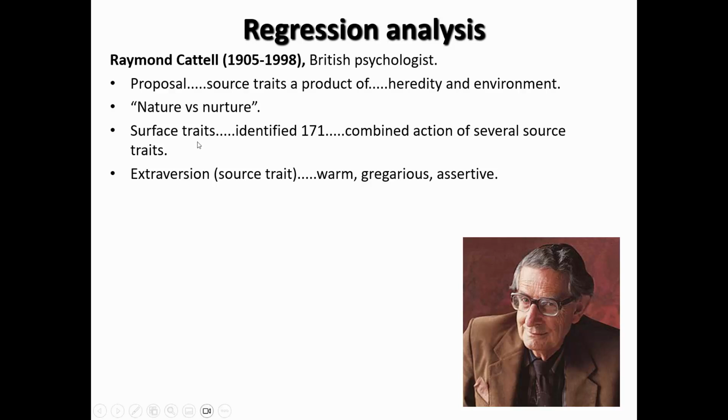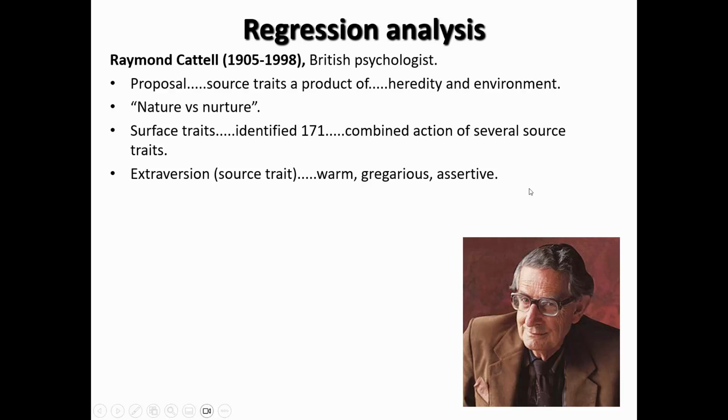So Raymond Cattell narrowed his work to identify 171 surface traits. And this was the combined action of several source traits. As an example, Raymond Cattell identified a source trait as extroversion. And so extroversion is that personality trait that relates to the degree to which a person exhibits particular social interaction behaviors, and terms that were used such as talkativeness, energy, warm, gregarious, assertive. So extroversion is the source trait that gave rise to these more observable personalities or these more observable behaviors.